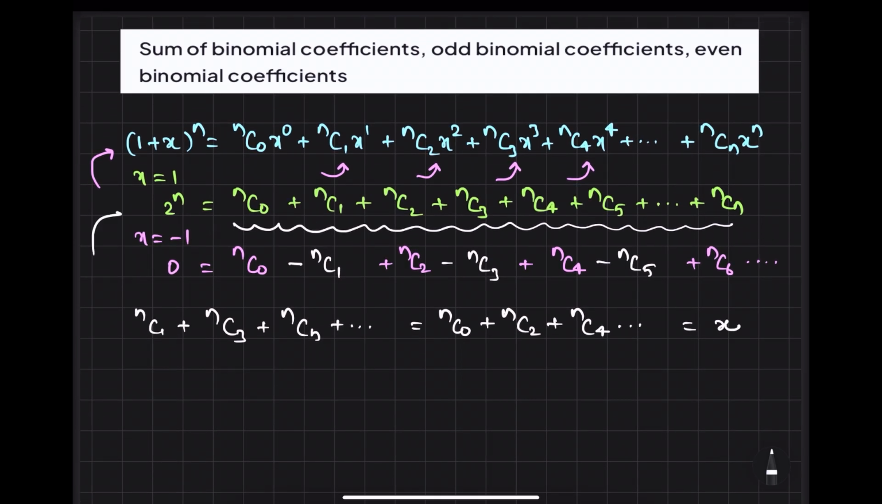So can I update this equation as 2^n is equal to x plus x? So 2x is equal to 2^n, and hence x will be equal to 2^(n-1). So we got the sum of odd lower subscripts as 2^(n-1), the sum of even lower subscripts as 2^(n-1), and the sum of binomial coefficients as 2^n. Okay, I hope the idea is clear.